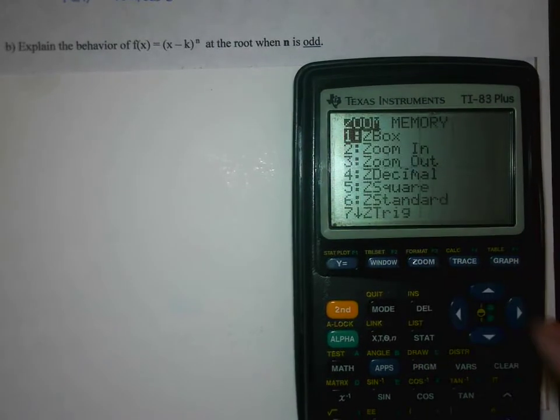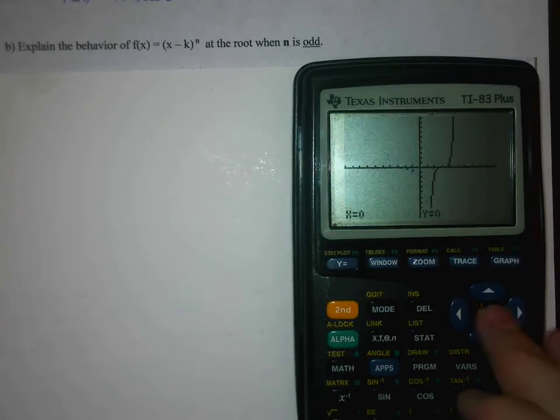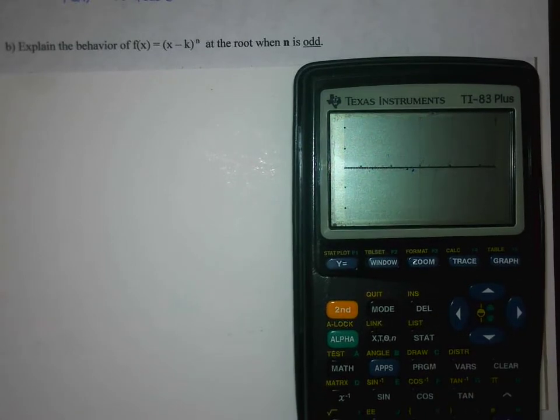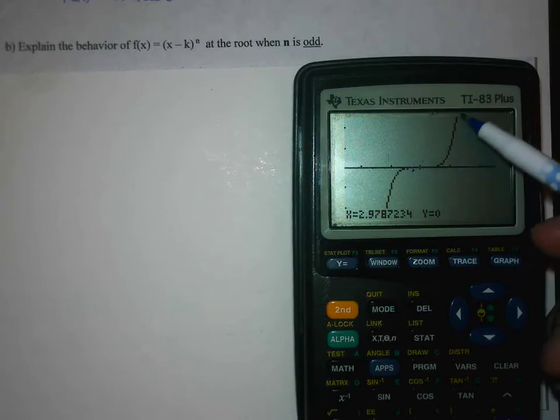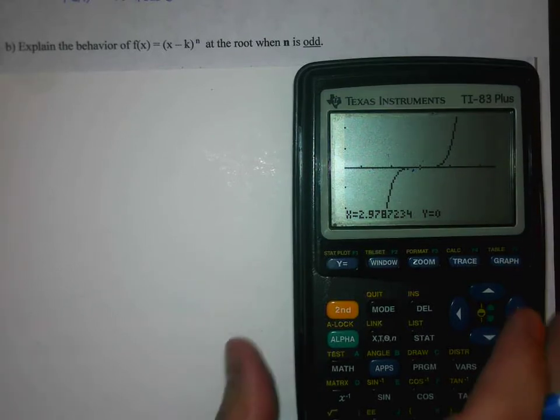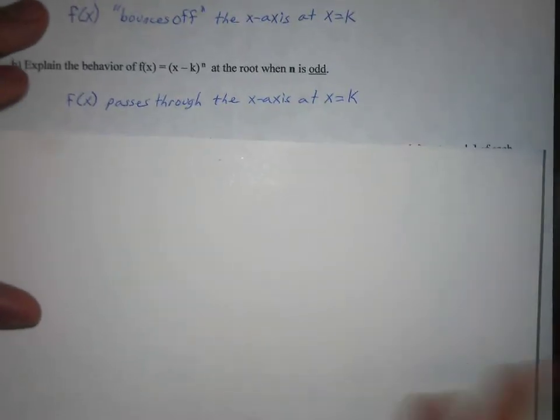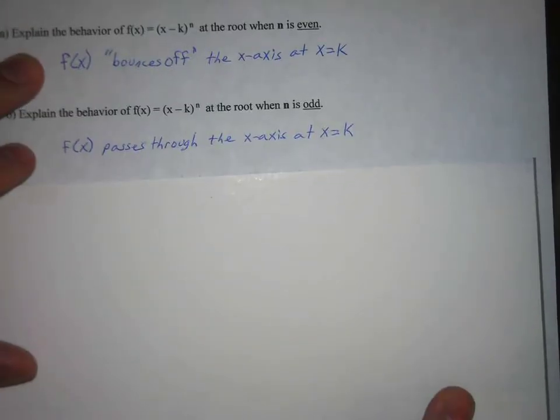So if I zoom in, okay, notice it kind of flattens out there, and then it passes through the point (0, 3), and then it goes up higher and higher. So at the root, f of x passes through the x-axis at x equals k.